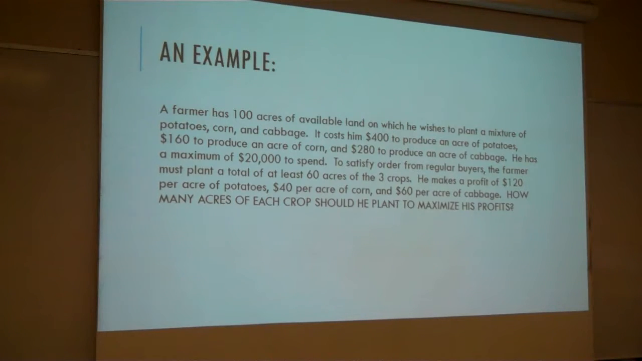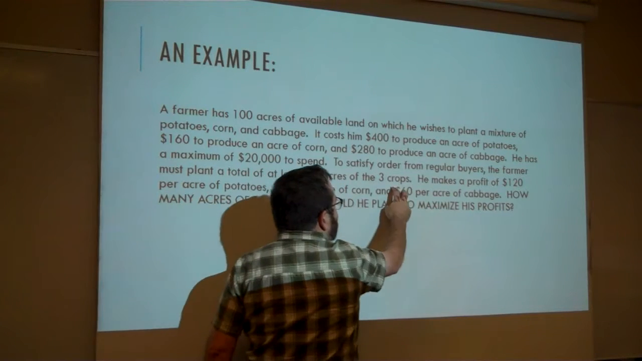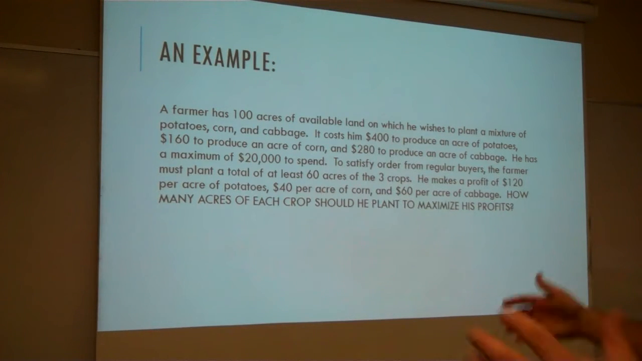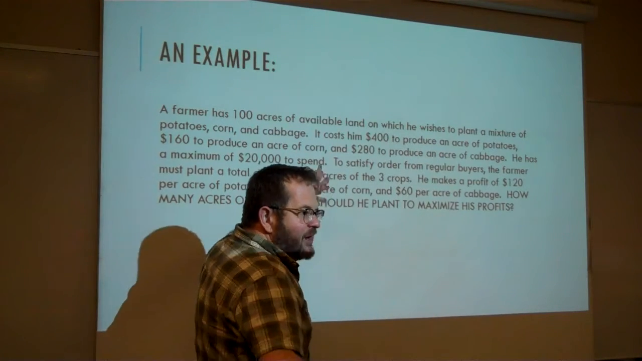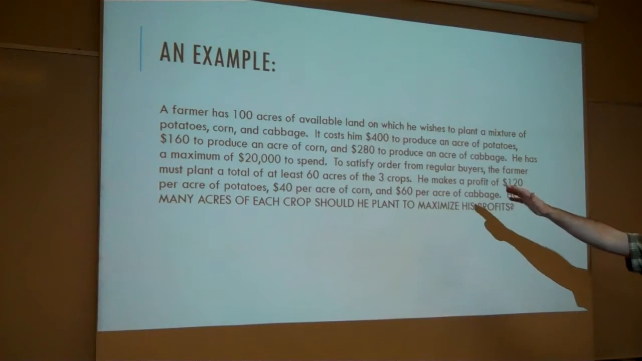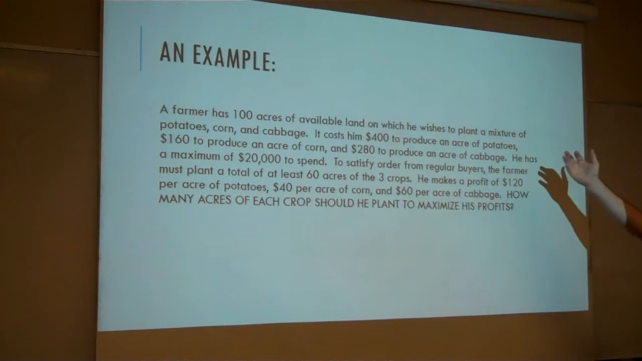To satisfy orders from his regular buyers, the farmer must plant at least 60 acres of the 3 crops. In other words, he has some contract already that he has to provide, a wholesaler or something, at least this much stuff. That seems a little unrealistic. It seems like they would have a contract that it has to be at least this much corn, and at least this much potatoes, and at least this much cabbage, but we work with what we've got. He needs at least 60 acres of vegetables, but it might be that to cover his costs, he can't fill the other 40 acres. He doesn't have any money to spend on seed and pesticides and stuff like that.